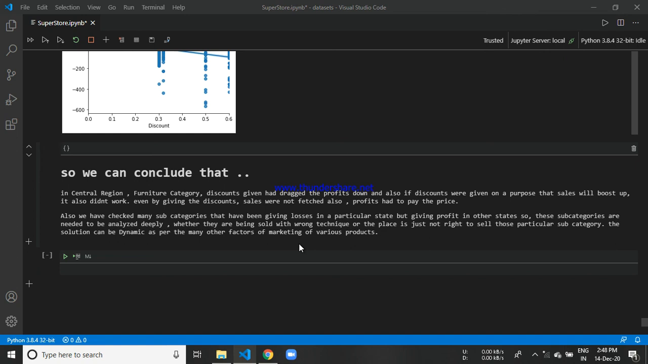Also, we have checked the subcategories that have been giving losses in a particular state while giving profits in other states too. We cannot say that this particular subcategory, like tables, was showing an overall negative. We cannot say that tables are negative everywhere. We have to analyze where the table is negative and where tables are profitable as well. Okay, so this is how we are going to do exploratory data research over our data, and this is how we are going to interpret the data.